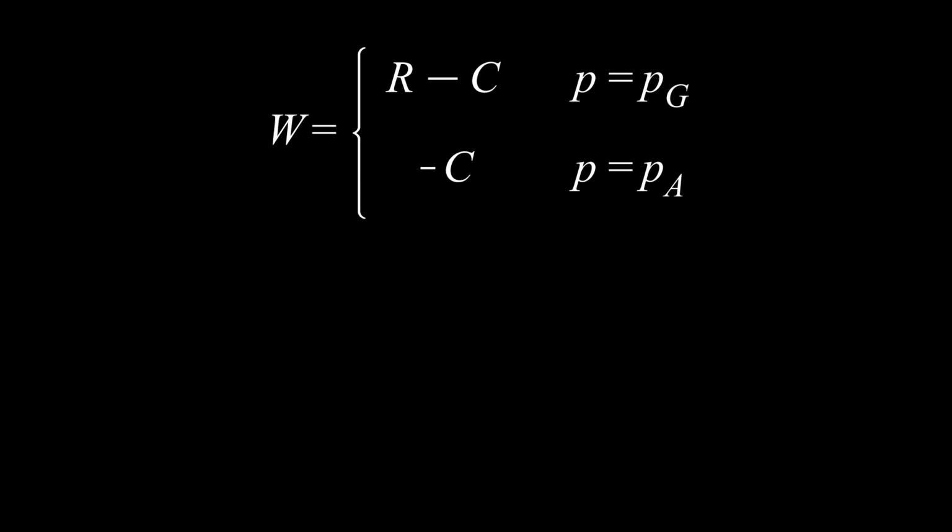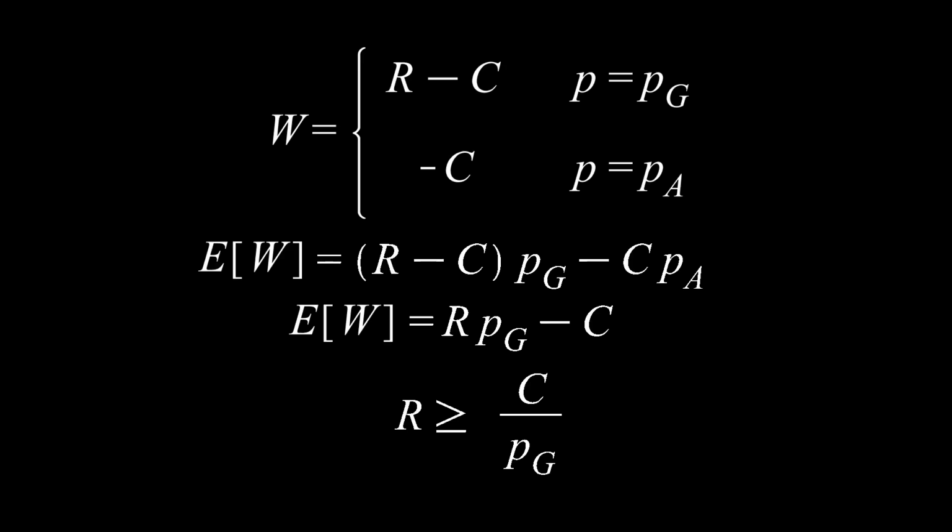Let's calculate the expected value of our winnings for betting on God. The expected value, EW, is the reward if God exists, R minus C, multiplied by the probability that God exists, PG, added to the reward if God doesn't exist, minus C, multiplied by the probability that God doesn't exist, PA. Let's simplify this a bit. Since God either exists or doesn't exist, PG plus PA equals 1. So we can rearrange this as R multiplied by PG minus C.